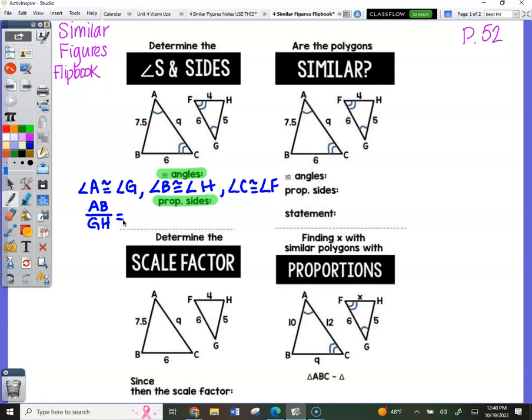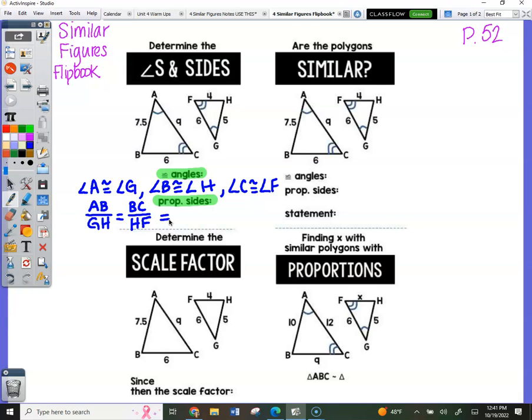All right, if I trace from B to C, that's no arc to 2 arcs. So what would it be in the other one? No arcs to 2. It would be H to F. B to C is H to F.